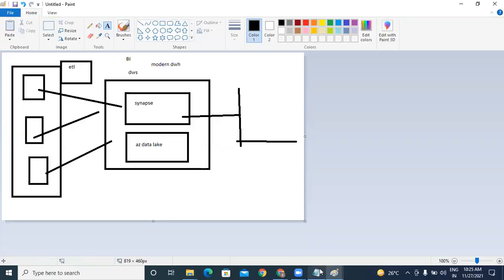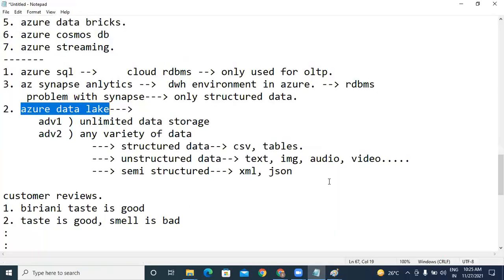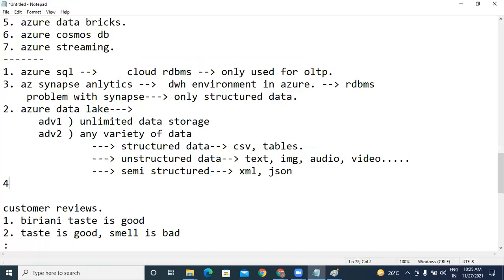Now you can understand your actual role. It is the fourth point. The fourth product is yours, which is ADF, Azure Data Factory.